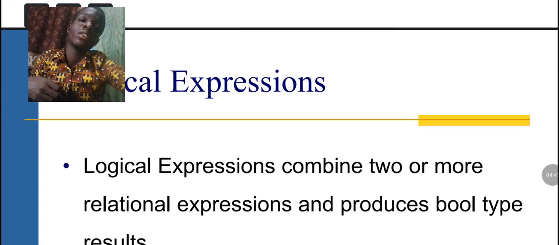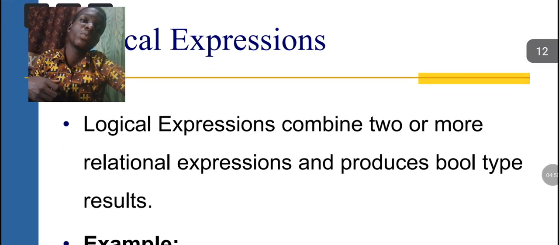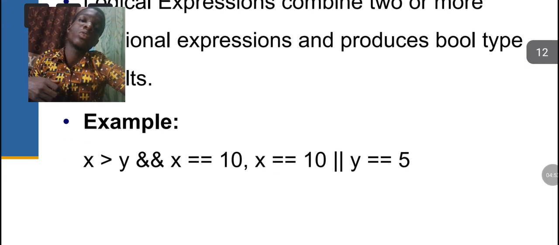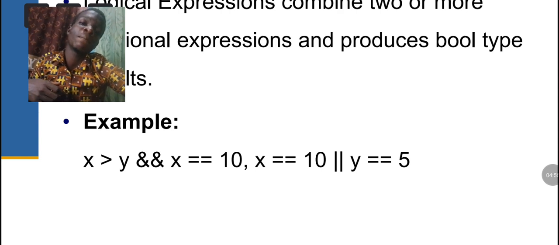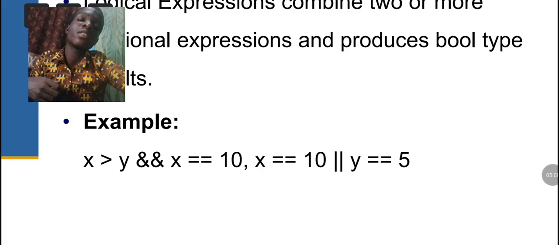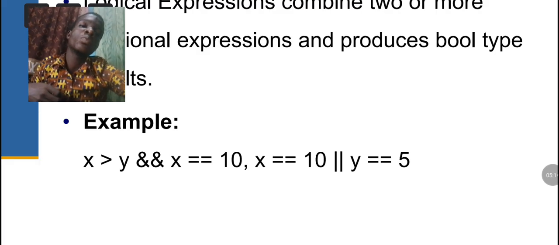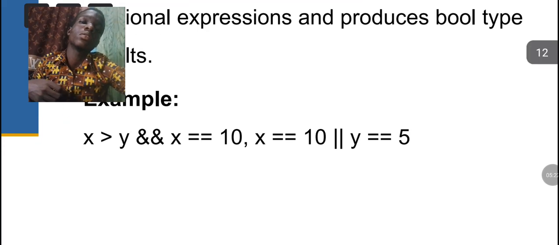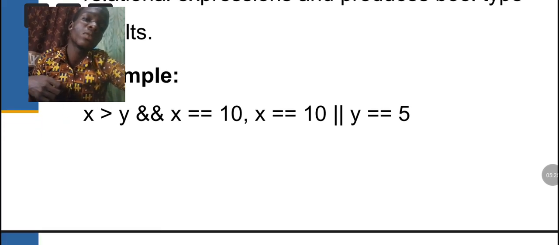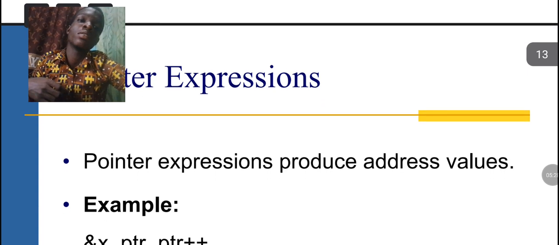Logical expressions combine two or more relational expressions to produce bool type results. Let's say x is greater than y and x is equal to 10. The two ampersand signs mean AND. Then the two parallel lines mean OR, so x is equal to 10 or y is equal to 5. The double equals sign means is equal to, that's the meaning in programming.